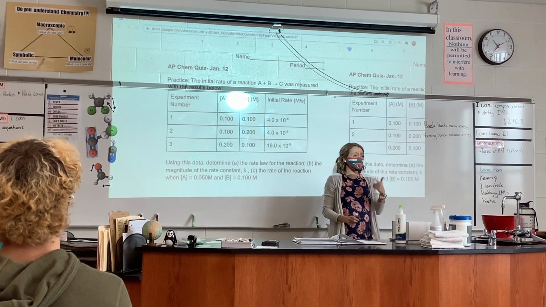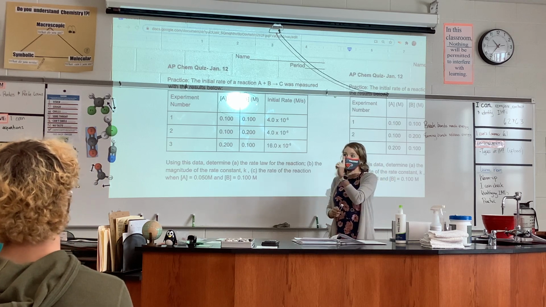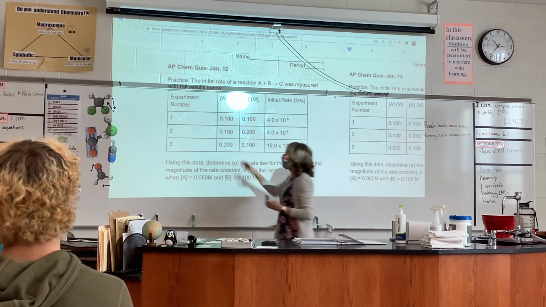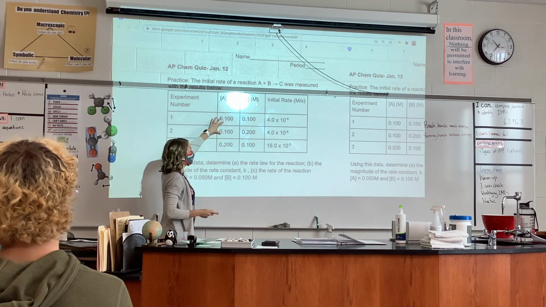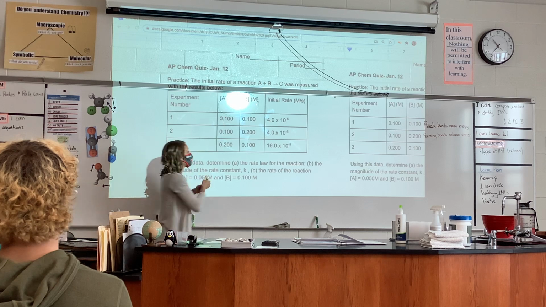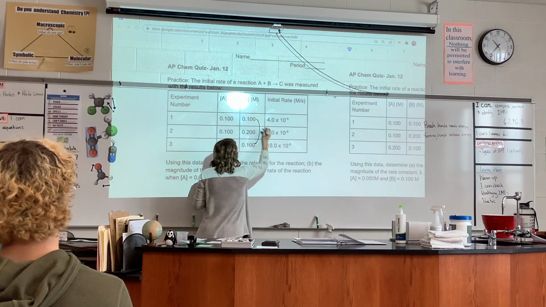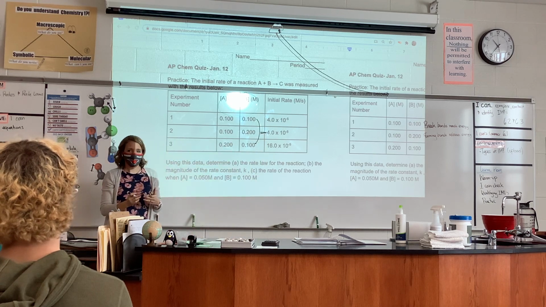Fun is to see how each of them affect the rate, but the biggest thing is you've got to make sure you keep the other thing constant. So if I want to find the effect of A, I need to look at two trials where B isn't changing. So I'm going to compare 1 to 3 because it stayed the same for B.